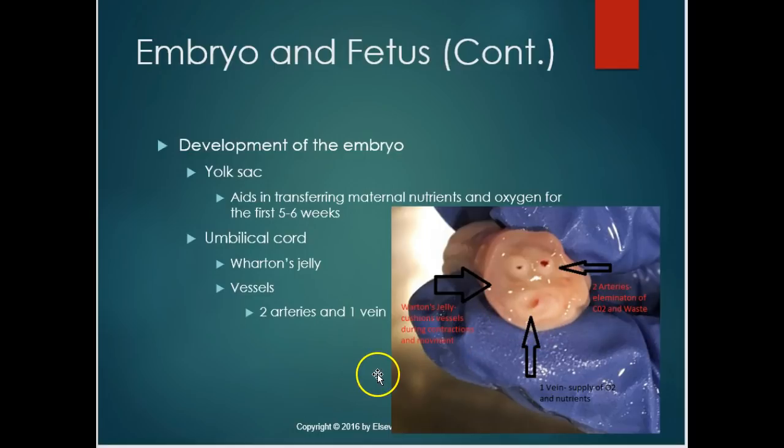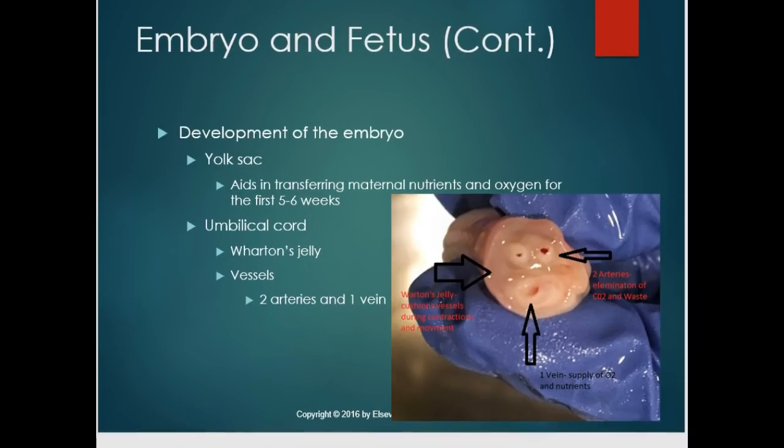And Wharton's jelly is essential because moms are going to contract, babies are going to compress their cord accidentally, and we don't want any decreased oxygen. So this Wharton's jelly is like a structure to prevent compression. It's almost like insulation, so that protects these vessels from compression and helps the baby to maintain oxygenation.